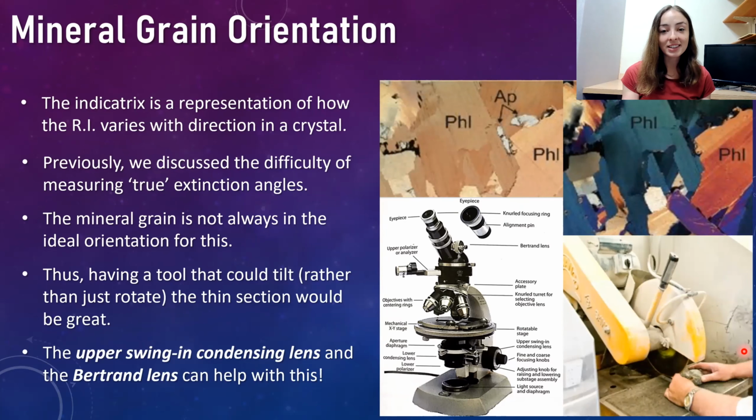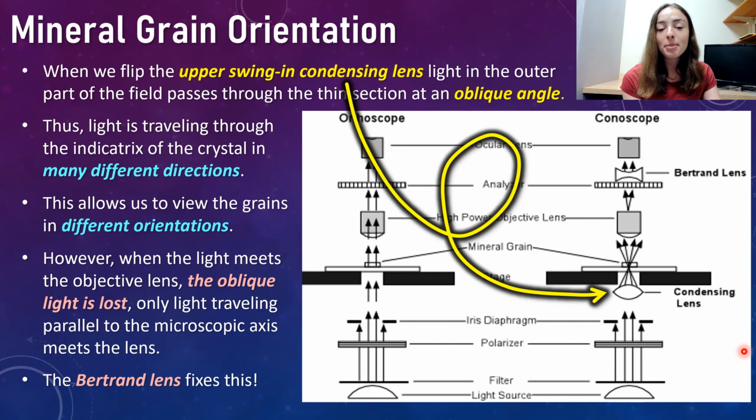These tools exist, and two tools that are really helpful to do this are called the upper swinging condensing lens and the Bertrand lens. So let's quickly talk about how these lenses work and how they, quote unquote, tilt minerals under thin section. If we flip what's called the upper swinging condensing lens, shown here and labeled as just condensing lens in this figure, we will see that light is now going through the mineral at different angles rather than just straight through the mineral.